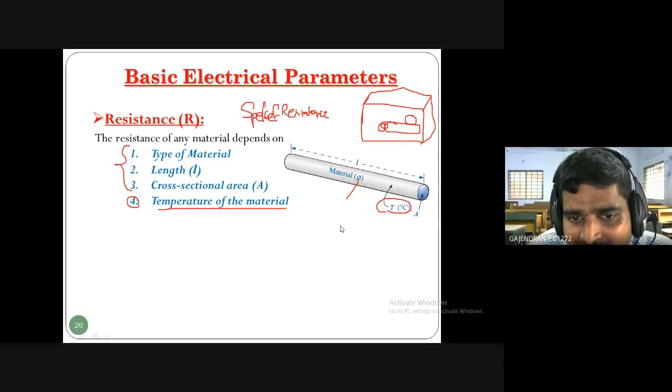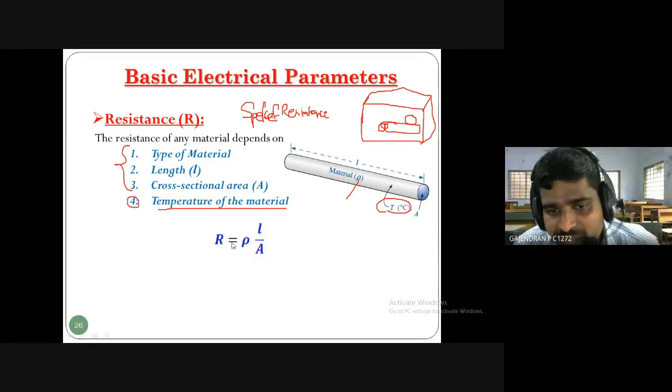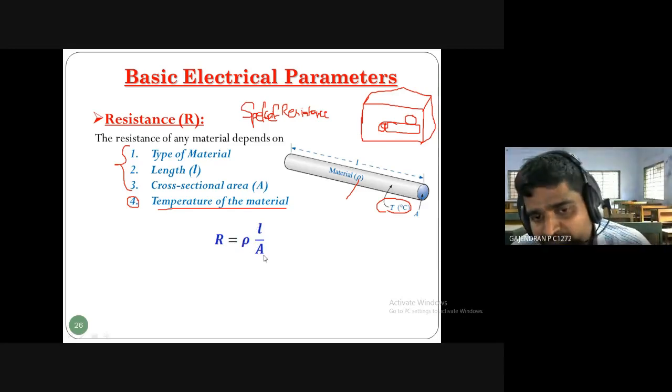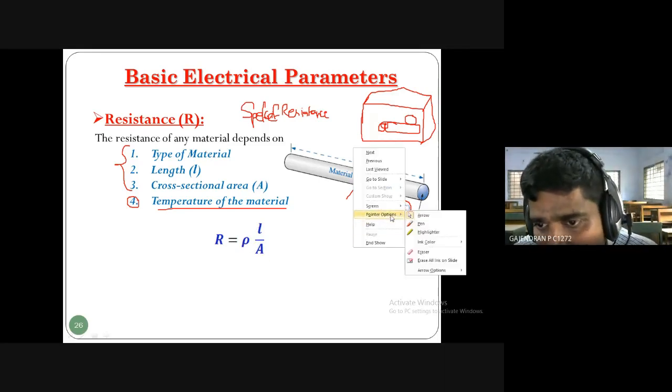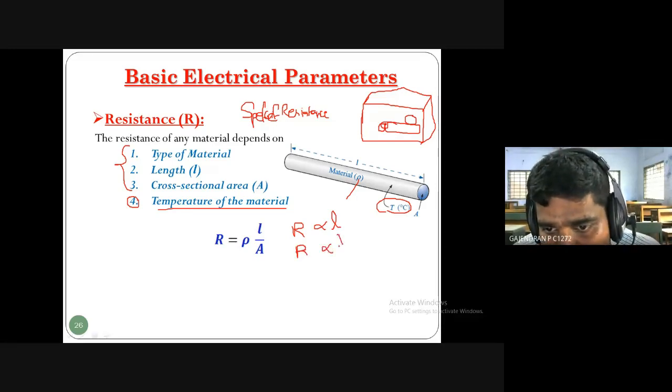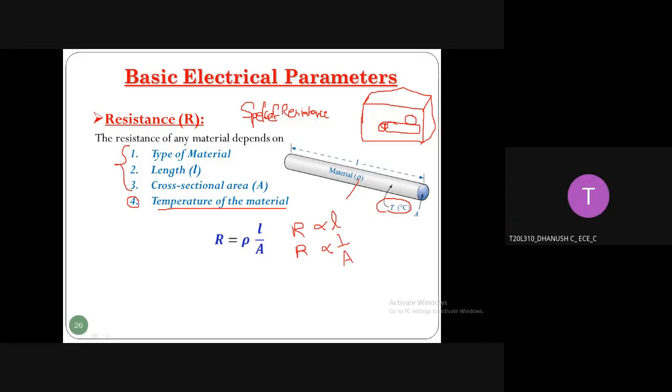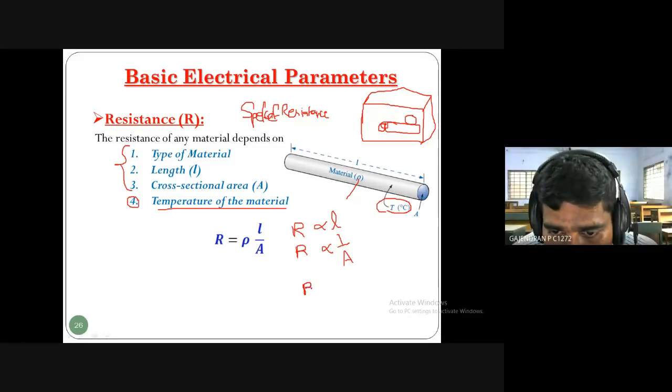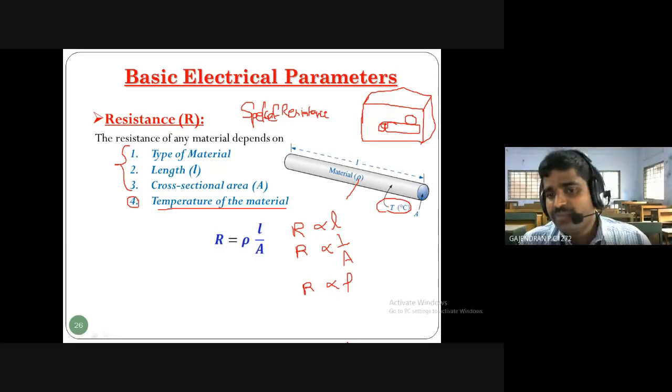What is the relation? Here they suddenly gave the equation R is equal to rho L by A. But we are going to break this equation. R is directly proportional to L, point number 1. Then R is inversely proportional to my cross section area. Then R is directly proportional to resistivity of the material. The resistance of a particular material depends on these 3 parameters in this way.